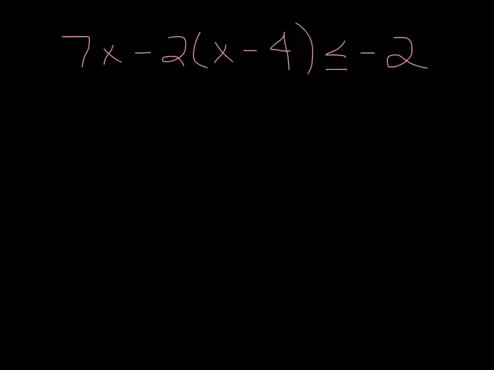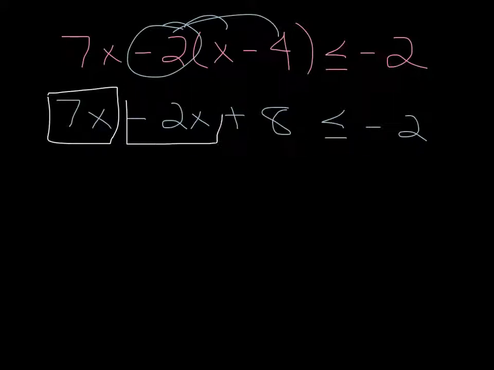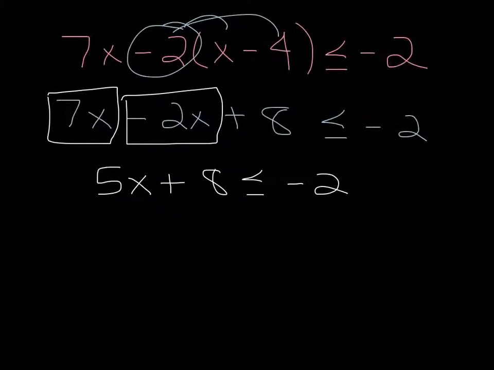In our next example, there's a few more steps here, and the first thing we have to do is distribute this negative 2. So you have 7x minus 2x plus 8 is less than or equal to negative 2. Now I want to emphasize this negative 2 here is very important because you have to make sure you put a negative 2x, and a negative times a negative turns into a positive. We can now combine like terms, so we have 7x minus 2x, which gives us 5x + 8 is less than or equal to negative 2.